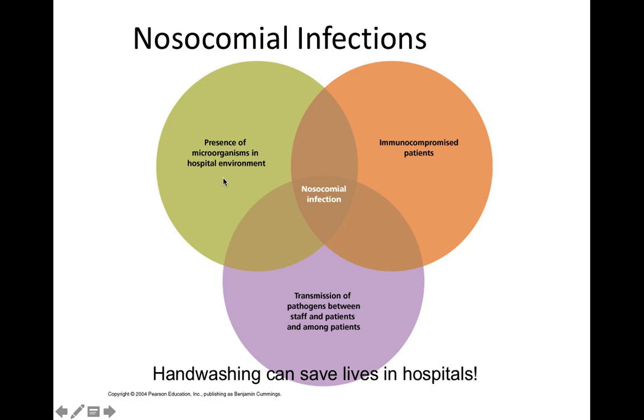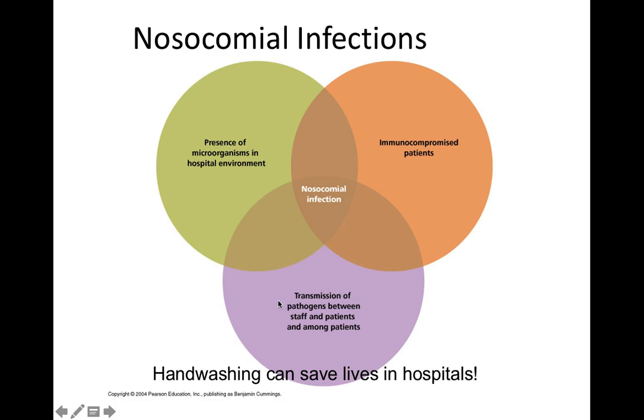So there's a lot of potential pathogens in the environment, right? The patients are often sick themselves, so they might just have had surgery, right? So they've cut the skin or cut the mucous membranes, or maybe they have cancer, or they're a transplant recipient, or maybe they have HIV/AIDS. So you have immunocompromised patients, and then the transmission, right?